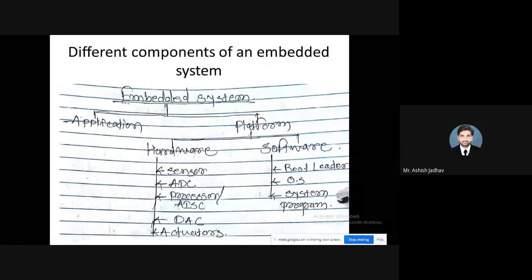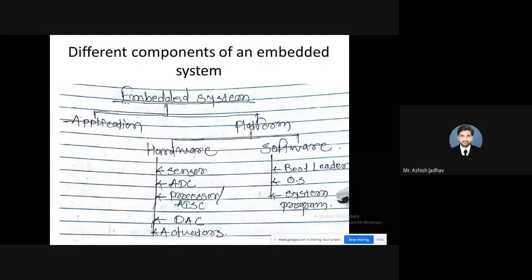Right? Now here I have categorized software in 3 parts basically. So what are those 3 different parts? The 3 different parts of the software are bootloader, operating system, and system program.